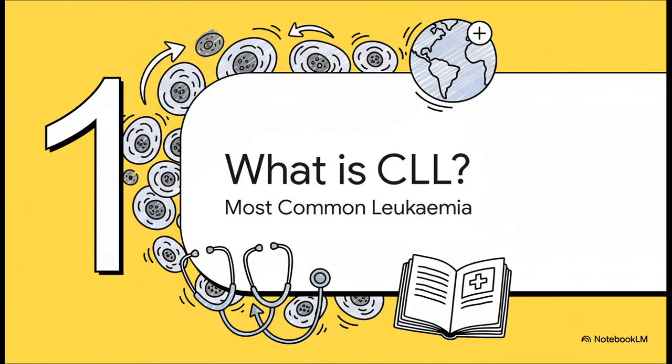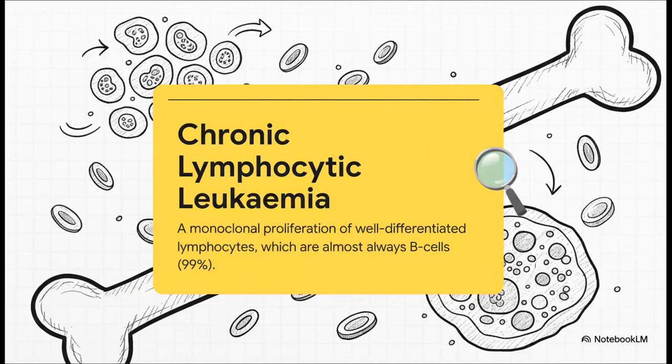Okay, so first things first. What exactly is CLL? Well, to put it simply, it's the single most common leukemia in adults in the Western world. And that fact alone makes it an absolute must-know for any clinician. So at its very core, CLL is a cancer of the blood and the bone marrow. It's defined by this out-of-control growth. We call it a monoclonal proliferation of a very, very specific type of white blood cell, a mature-looking lymphocyte.